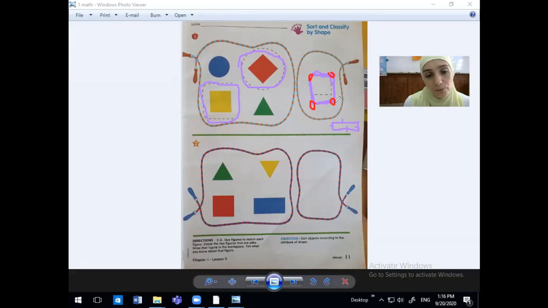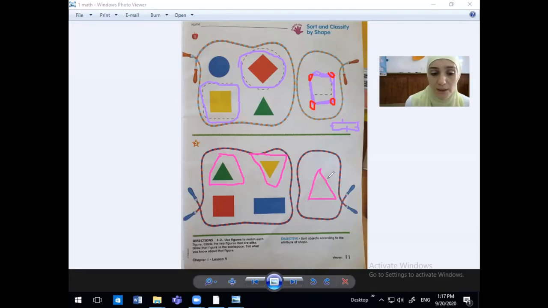Okay, so if we look now at the second task, it's the same. Use figures to match each figure. So circle the two figures that are alike. So which two figures are alike here? These are triangles. Okay, so we will circle the triangles. This triangle is upside down, but still it is a triangle. And draw that figure in the workspace. So which figure will we draw here in the workspace? Yes, we will draw a triangle.